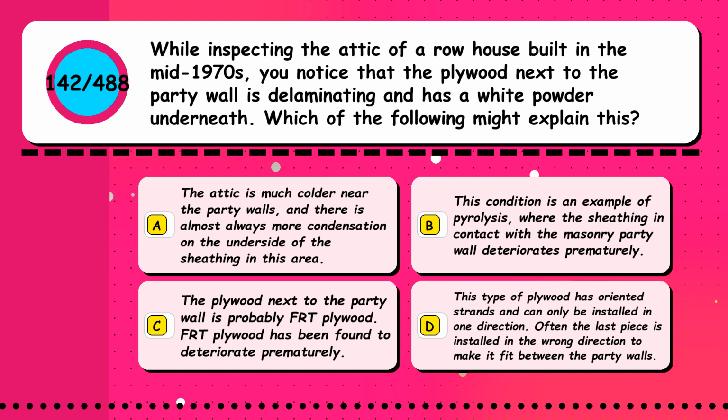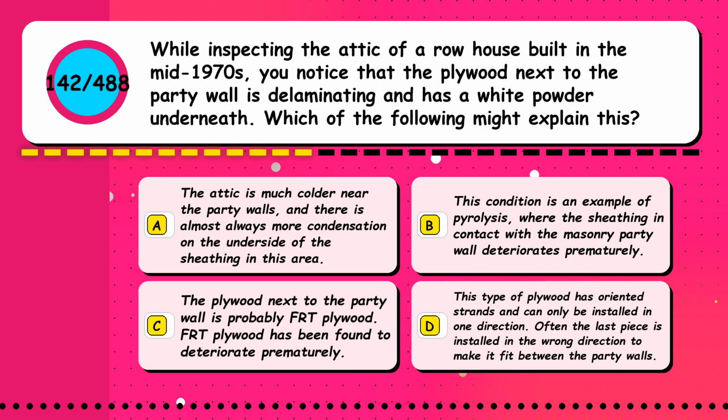Question 142. While inspecting the attic of a row house built in the mid-1970s, you notice that the plywood next to the party wall is delaminating and has a white powder underneath. Which of the following might explain this? Option A. The attic is much colder near the party walls, and there is almost always more condensation on the underside of the sheathing in this area.